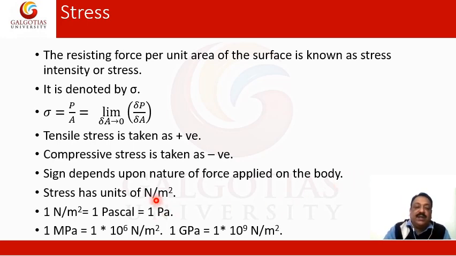Their signs depend upon the nature of force applied on the body, whether it is a compressive force or a tensile force. So stress has unit of Newton per meter square, and 1 Newton per meter square is equal to 1 Pascal. As you see, 1 Newton over an area of 1 meter square is a very small value for practical applications. We generally consider 1 megapascal, or 1 into 10 to the power 6 Newton per meter square, as a normal unit for stress, and sometimes we also use 1 gigapascal, 1 GPa, which is equal to 1 into 10 to the power 9 Newton per meter square.